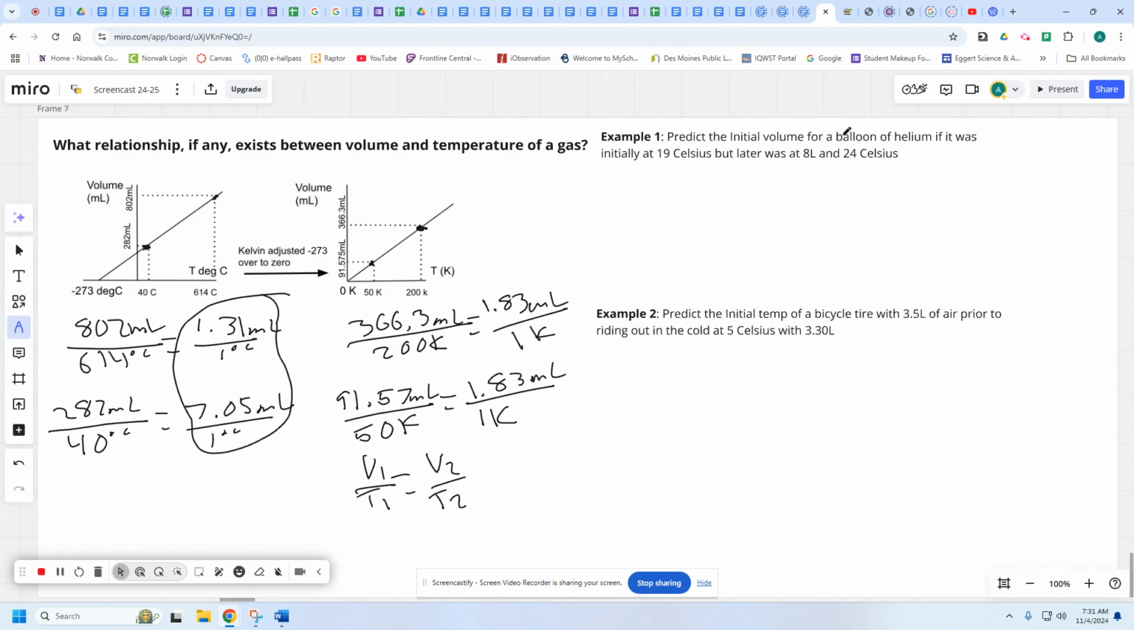Predict the initial volume for a balloon of helium if it was initially at 19 degrees Celsius, but later was at 8 liters of gas at 24 degrees Celsius. Now you guys have to remember this ratio and relationship down here is only true on the Kelvin graph. When temperature is in Kelvin, you must change all these to Kelvin. So off to the side somewhere, you guys need to do work to show your change. And we allow you to do a shortcut in class after conceptually talking to you guys about how the y equals mx plus b of Kelvin versus Celsius actually allows us just to add 273.